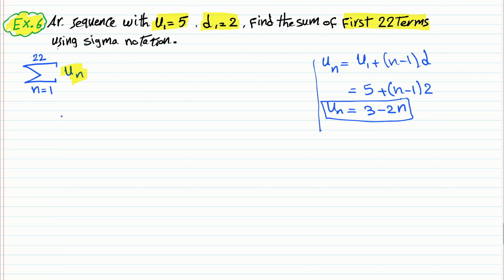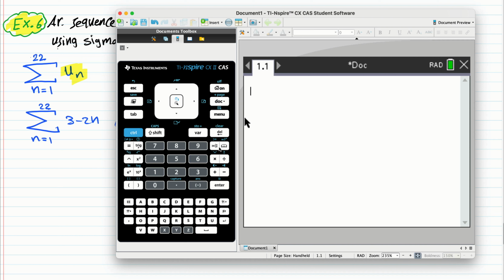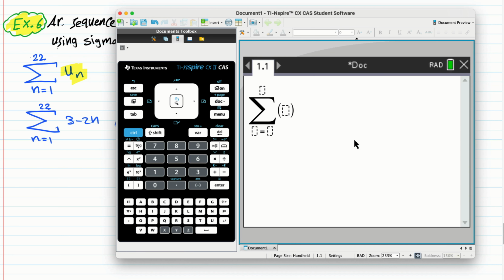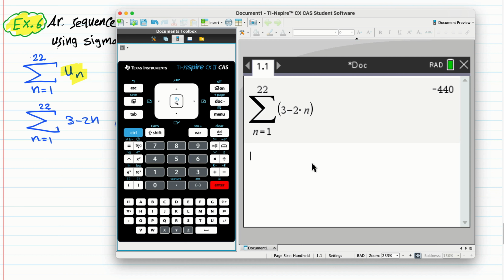So all you have to do now is replace un with 3 minus 2n. And we solve it by GDC. I'm using the TI-Nspire. Select the sum, writing the variables n equals 1, 3 minus 2n, 22. Enter. So negative 440.